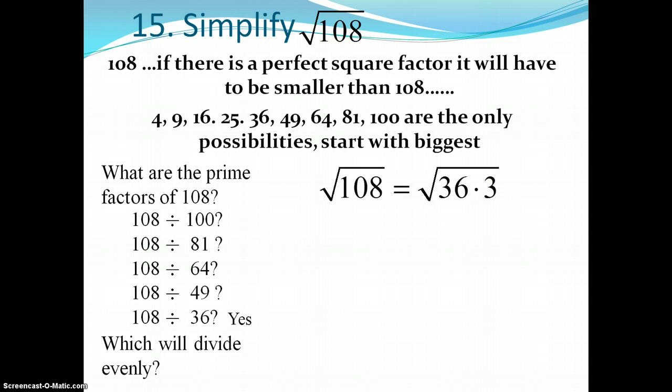So 108 is equal to 36 times 3. Now that I've got it broken apart, I can actually do the square root of 36. The square root of 36 is 6. Once I've done that, I pull it outside the radical, and the 3 will stay underneath. The square root of 108 is equal to 6 times the square root of 3.